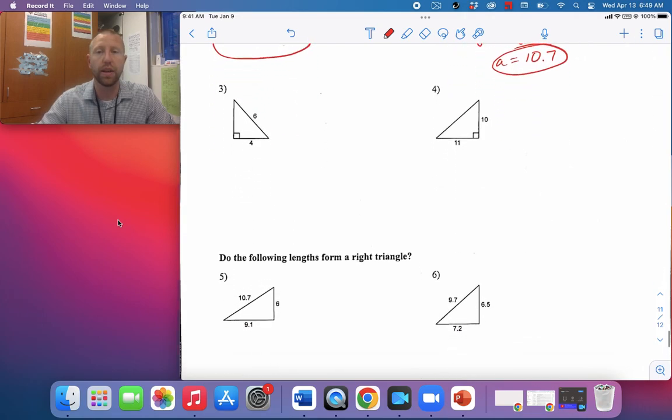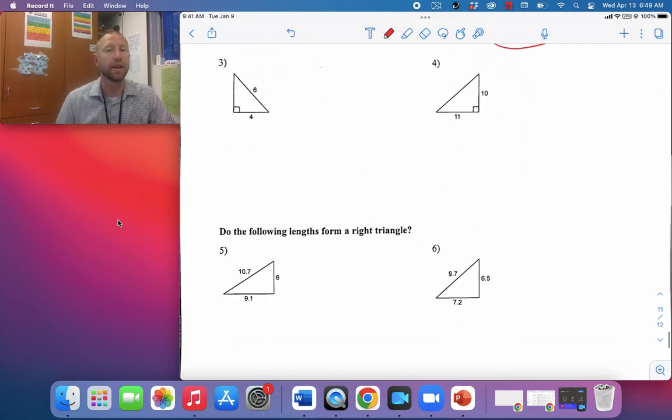Putting in what I know. In this case, I know the hypotenuse again for number 3, and I know one of the legs. I'll label this one A again. So I've got a squared plus 4 squared equals 6 squared. And remember, these legs are interchangeable. It doesn't matter which one is A and which one is B.